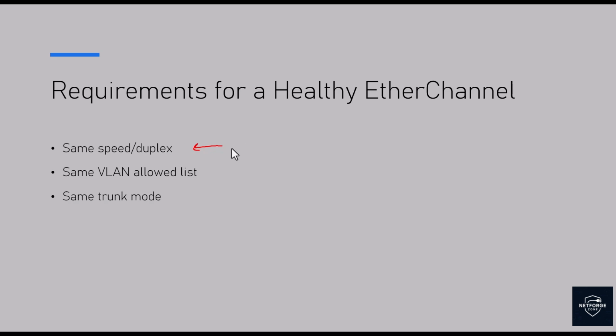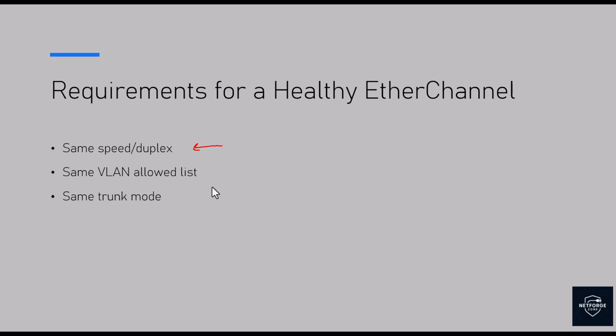Both of them have to be the same. Both of them have the same configuration. If, for example, one of them is trunk and the other one is access, this is not going to work. If both of them are trunk, they should have the same VLANs allowed on them.